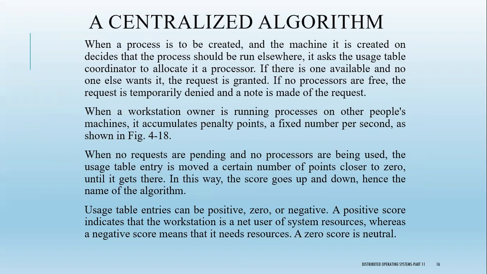When a workstation owner is running processes on other machines, it accumulates penalty points, a fixed number per second, as shown in the previous figure. When no requests are pending and no processors are being used, the usage table entry is moved a certain number of points closer to zero until it gets there. In this way, the score goes up and down, hence the name of the algorithm.